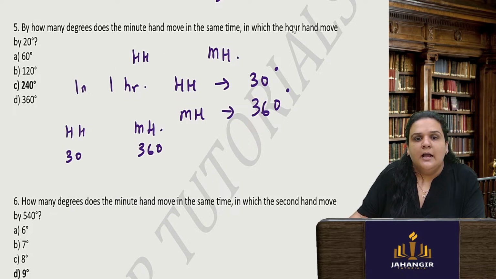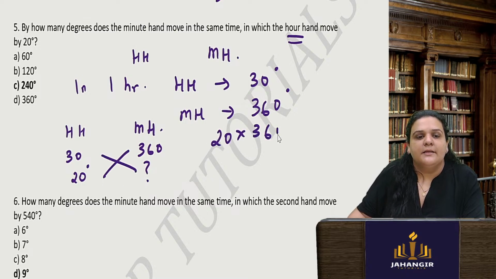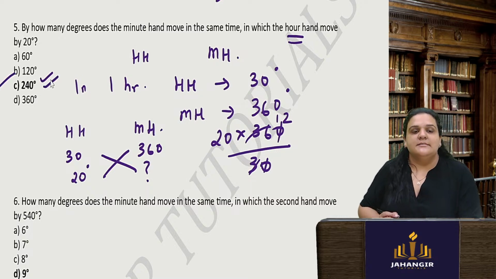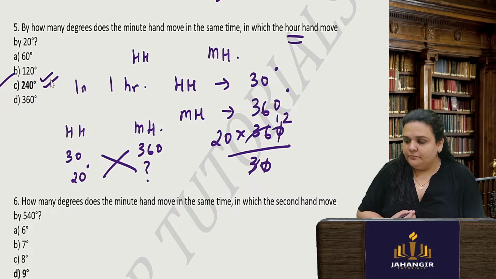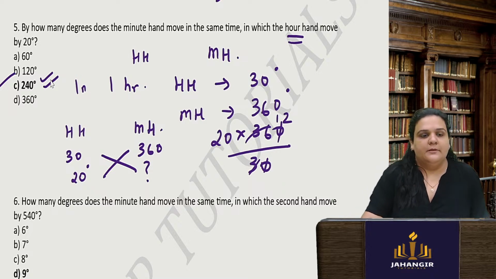Now they are saying the hour hand has moved by 20. So how much is the minute hand going to move? 20 into 360 cross multiplication upon 30. 20 into 12, 240 is the answer, right? Answer is C. Simple. These are very simple. Establishing the relationship, answers are very simple.